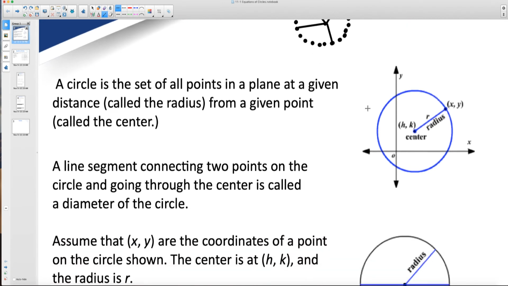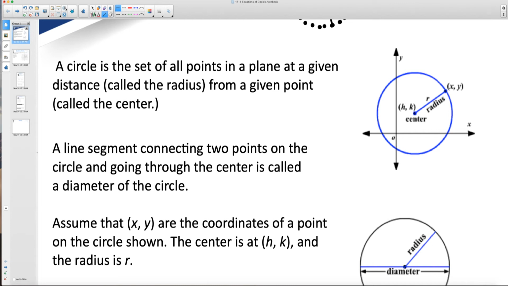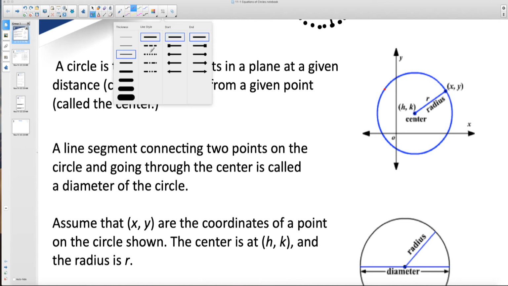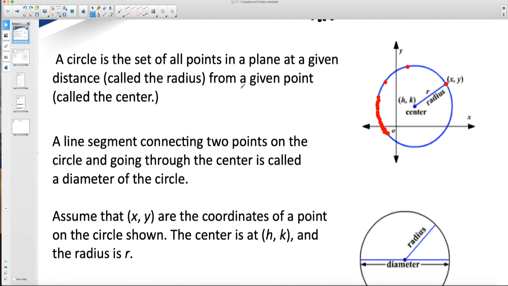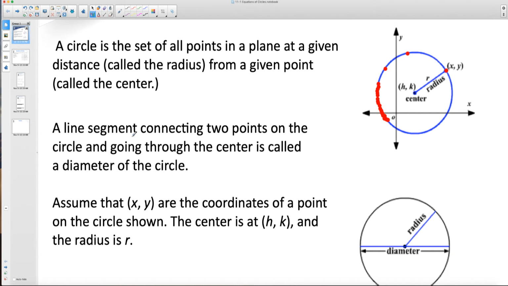So here's a better circle. We have basically a bunch of points on here, and all of these are the same distance away. The distance from this point to that center is going to be the same as this point to that center, or this point to that center. I can just keep going around and around with many, many points, and it'll eventually make up a circle. So a few vocabulary words here.